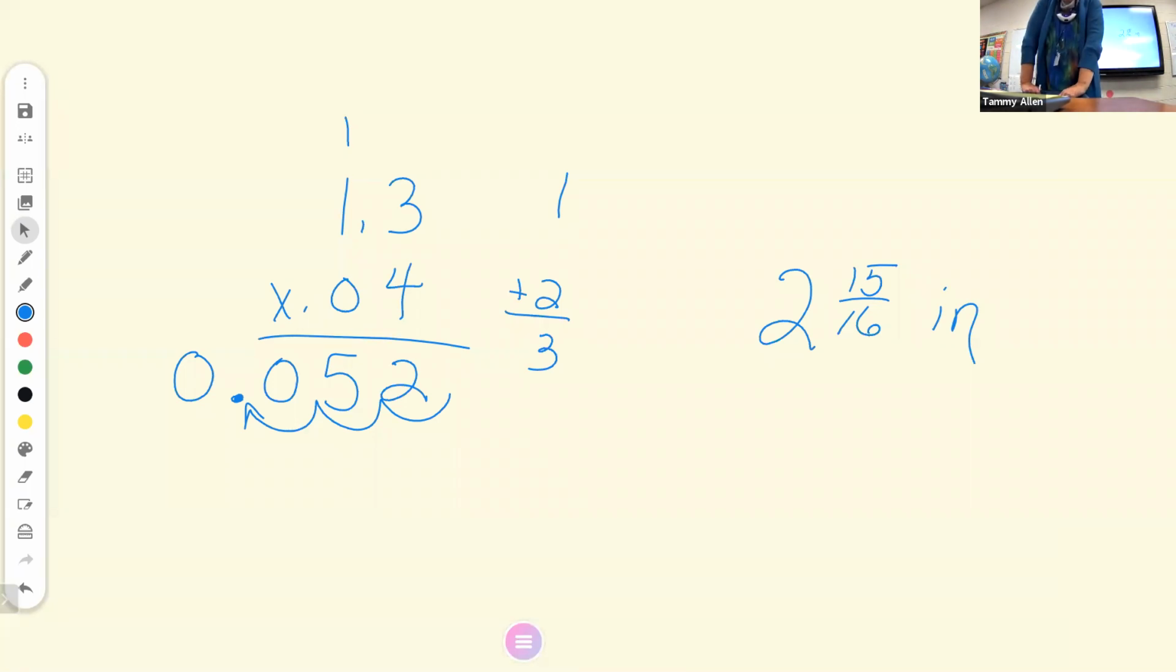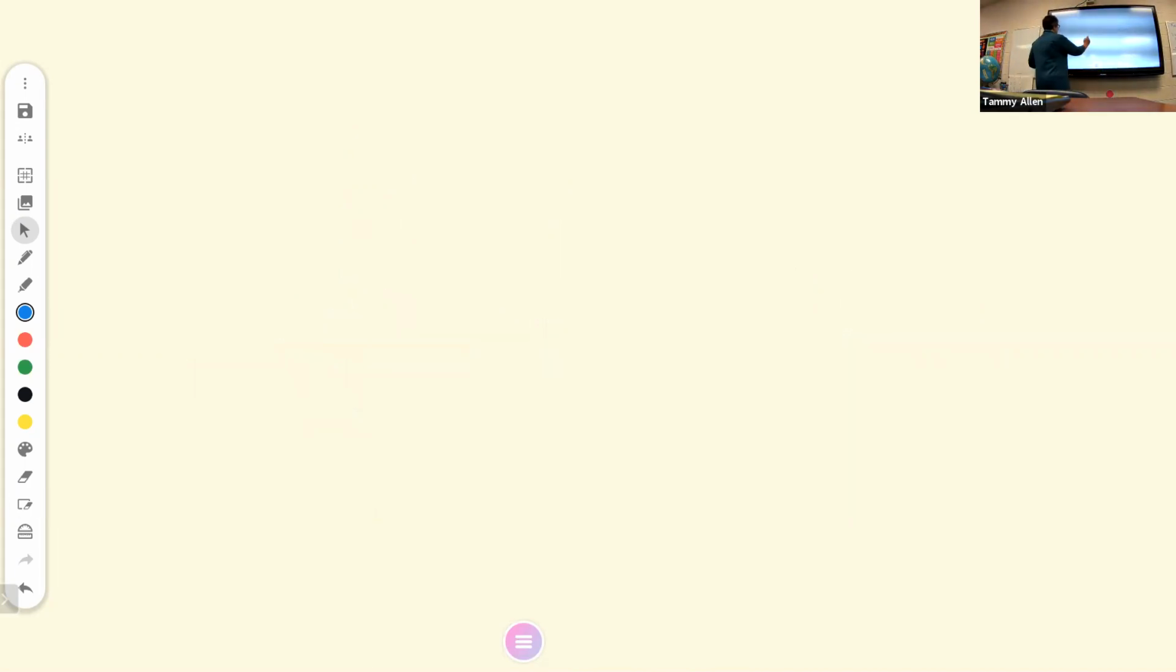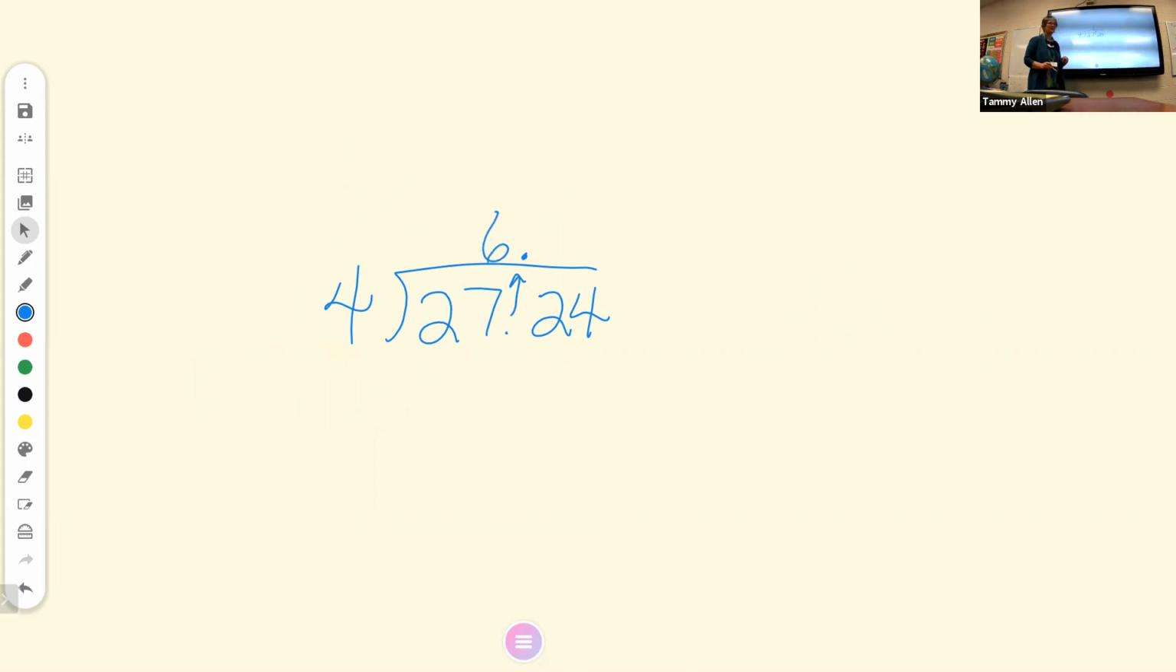And number 10, we have 27 and 24/100ths, and we're dividing by 4. Yes. The divisor is a whole number again. We move that decimal point straight up. How many times does 4 go into 2? 0. Into 24? 6. Make sure that 6 is above the 7.